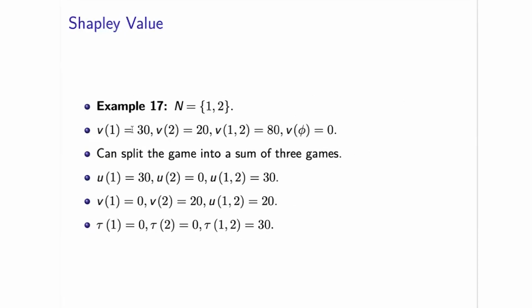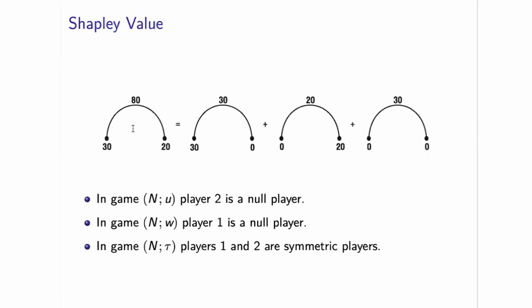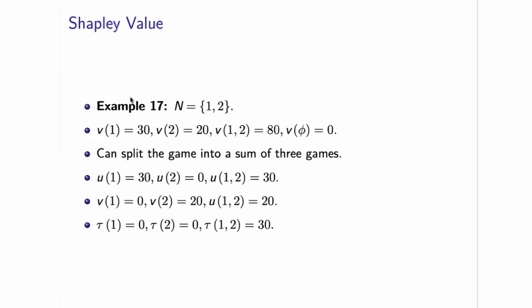So 1 alone, remember, on the left-hand side, we have got V. So 1 alone can only create a value of 30. 2 alone can create a value of 20, but if they get together, they create a value of 80, right? So this is this game, original game V, right? Now we have these other three games, right?